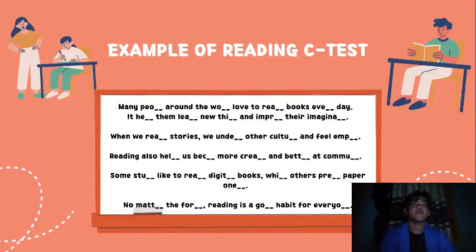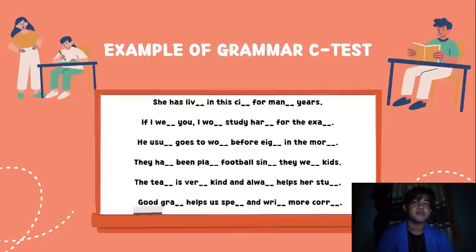This is a C-test that focuses on reading comprehension. The text talks about reading habits and the benefits of reading. Students have to fill in the missing letters in each word like people, world, or help. This type of C-test checks how well students understand the meaning and context of the passage. It measures their reading skills and their ability to predict words using context clues.